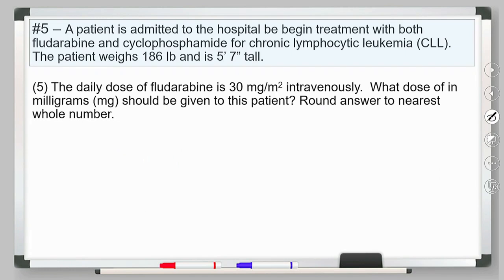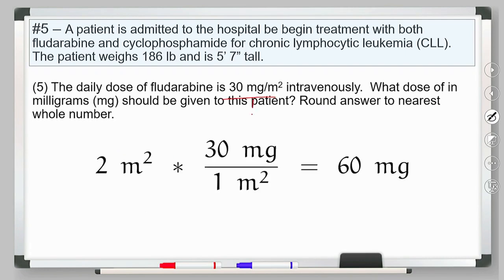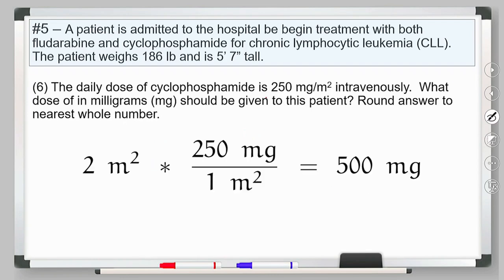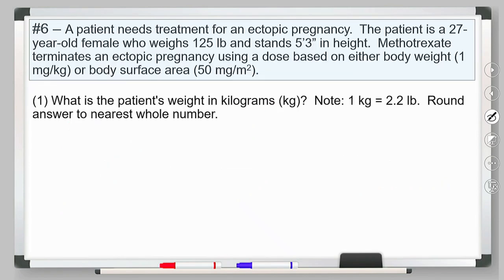And now for the fludarabine, it was 30 milligrams per meter squared. Multiply times their 2 meters squared gives me 60 milligrams. And the cyclophosphamide is 250 milligrams per meter squared. And then when I multiply that, that gives me 500 milligrams. So this last step is super easy. Would you agree? It's basically just like kilograms times milligrams per kilogram. But in this case, it's meters squared times milligrams per meter squared. Last question was just an interesting one.